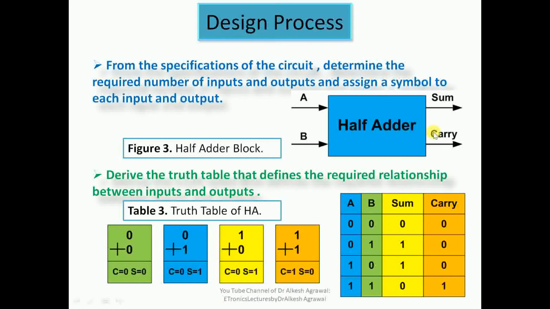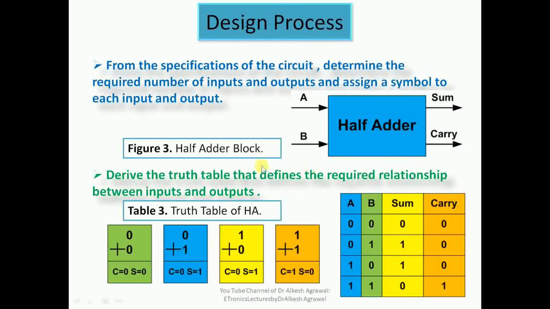So we have a half adder. We know that a half adder is a combinational circuit which is capable of adding two input bits. So here we have two input bits. It generates two outputs, one is sum and one is carry. So the requirement is two inputs and two outputs. We designate the first input as A, the second input as B, one output as sum, and the other output as carry.